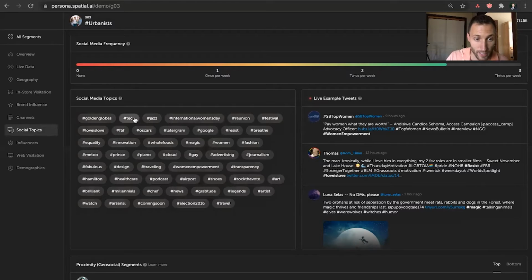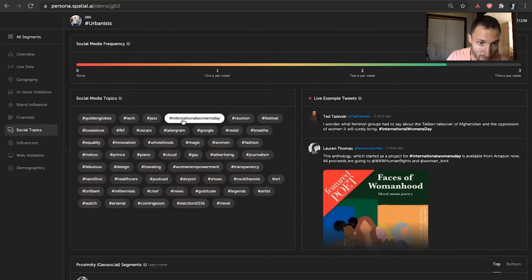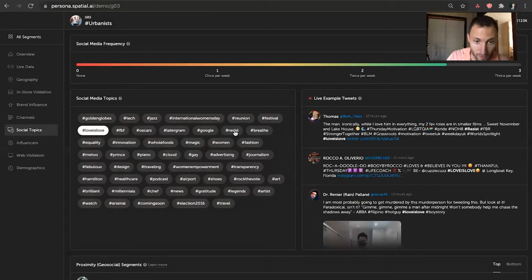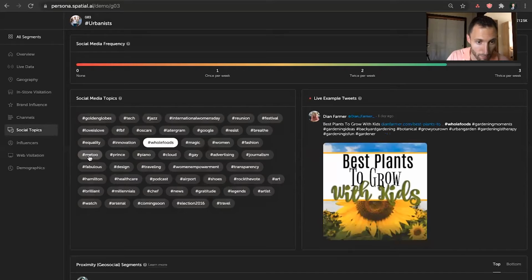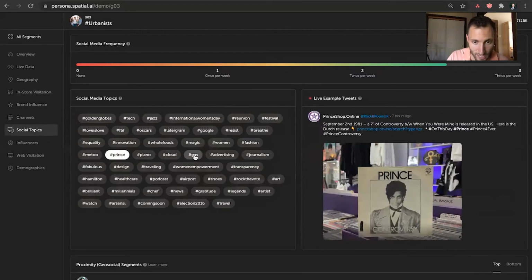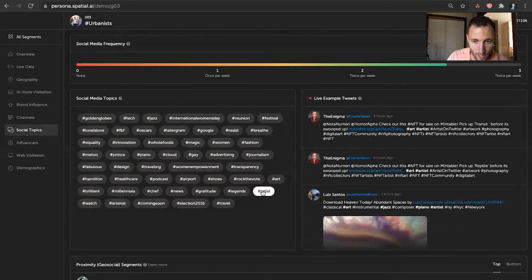Here we can see that over the past year they're talking about hashtag tech, International Women's Day, love is love, resist, equality, Whole Foods, Me Too, Prince, hashtag gay, hashtag artist. Oh, and by the way, here to the right, you can see some of the actual tweets, so you can get some context of this. So yeah, these are the topics that these people are talking about. This probably gives you a good understanding of these consumers. But how do you take that from insight into action?